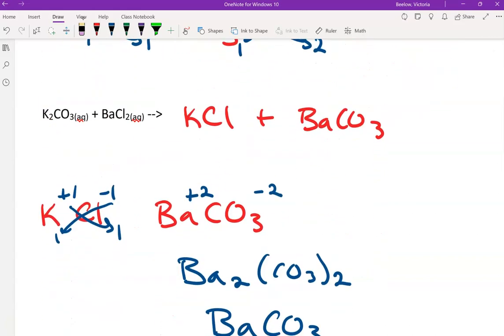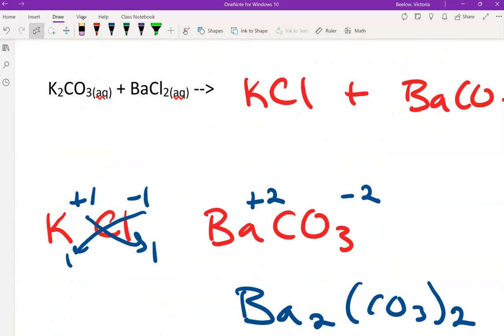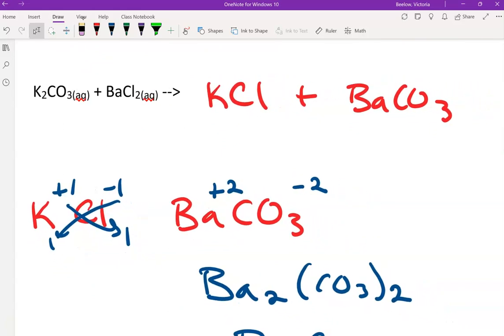Let's look at the second problem. Again, the left-hand side is already balanced. So let's start here. This is saying we have 2 potassiums, or 2 Ks here. There's only 1 on the right-hand side, on the product side. So in order to balance it, we have to put a 2 in the front here.